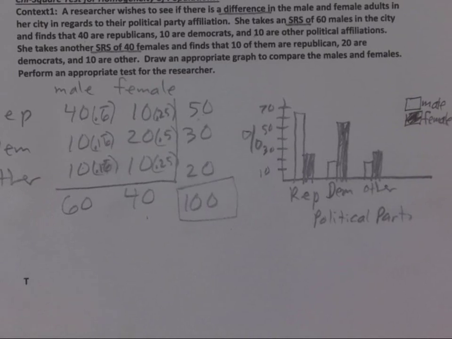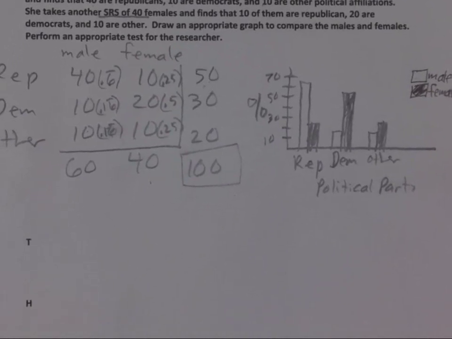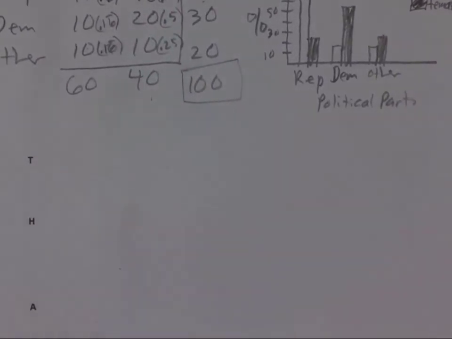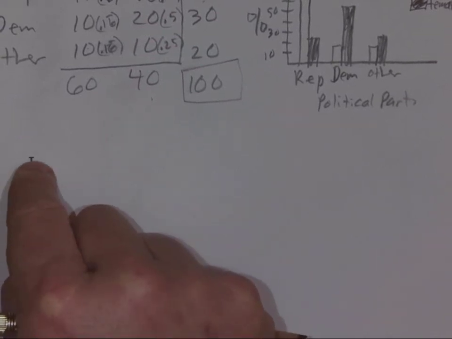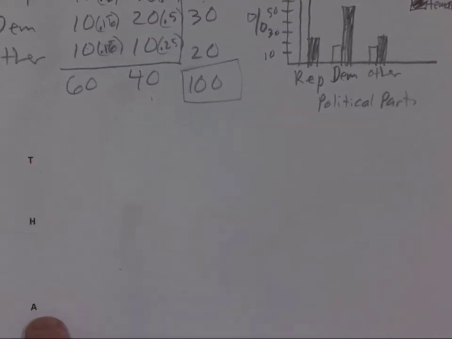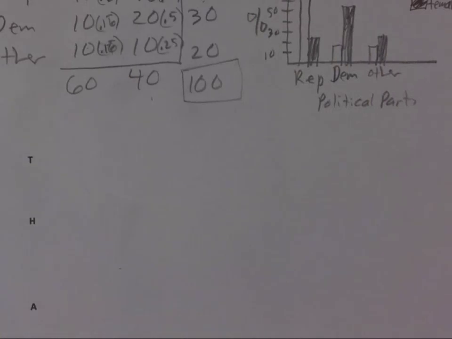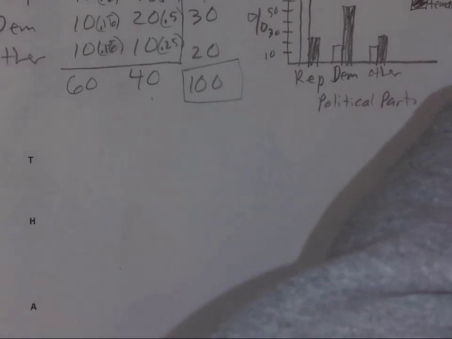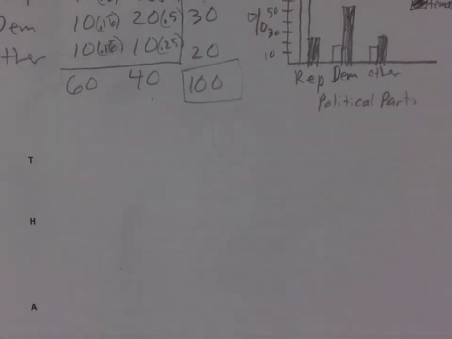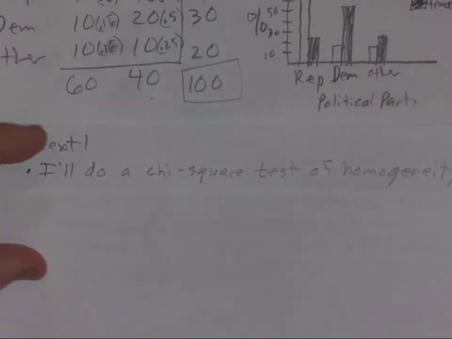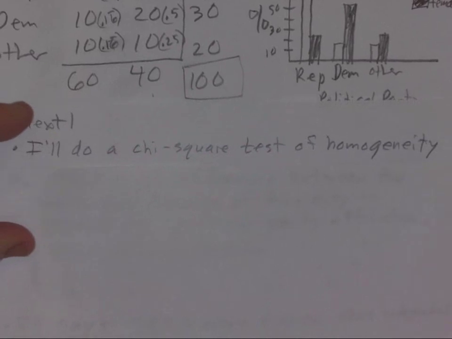So this is a test of homogeneity of populations, and just like every other test, we're going to have to follow our THAME acronym. We have to state the type of inference, state our hypotheses, our assumptions or conditions, then do our mechanics, and then state our conclusion in context. So first of all, we're going to do our test. The first thing is a name, and this is a chi-square test of homogeneity of population. So you have to remember those names.